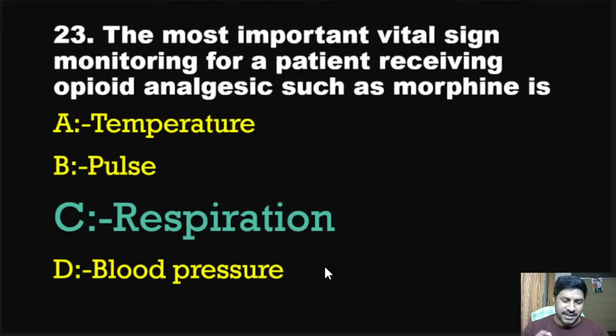Yes, Gurmeet has given the correct answer. Opioid analgesics will cause respiratory depression. So respiratory rate is very important while giving opioid analgesics such as morphine. Fentanyl, a synthetic opioid analgesic, also requires monitoring of respiratory rate while giving.